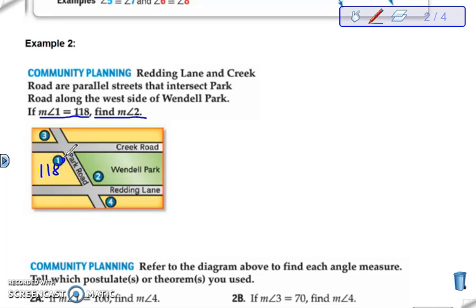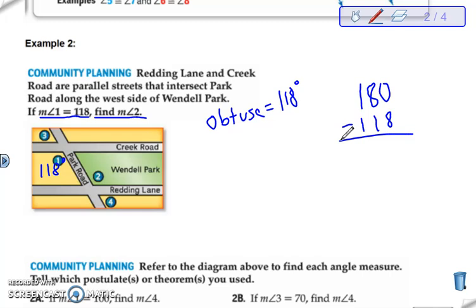I know that angle 1 is obtuse. So my obtuse angles are all going to equal 118 degrees. I know that if I take 180 and subtract 118, it's going to give me 62. So that means all my acute angles have to equal 62.